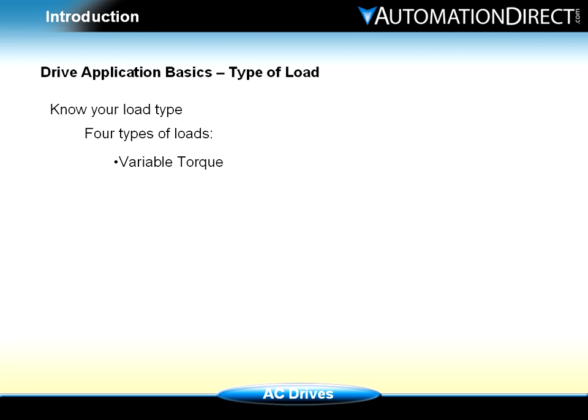Variable torque loads, which require less torque at speeds below rated base speed. Typically, as the speed decreases, the torque decreases with the square of the speed, and the horsepower decreases by the cube of the speed. Some example applications are centrifugal and vacuum pumps, fans and blowers, and agitators.